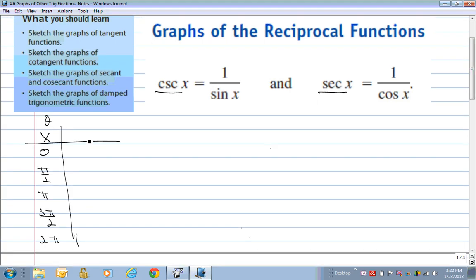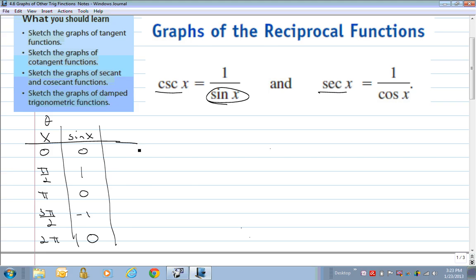Now let's talk about what cosecant has in common. Cosecant is the reciprocal of sine. So let's talk about what we know about sine first. We know at 0, sine is also 0. At pi over 2, our sine value is 1. At pi, our sine value is 0. At 3 pi over 2, our sine value is -1. And at 2 pi, we're back to 0.